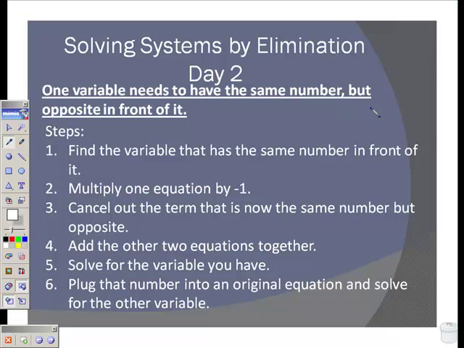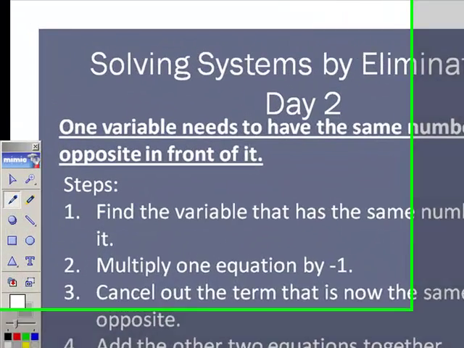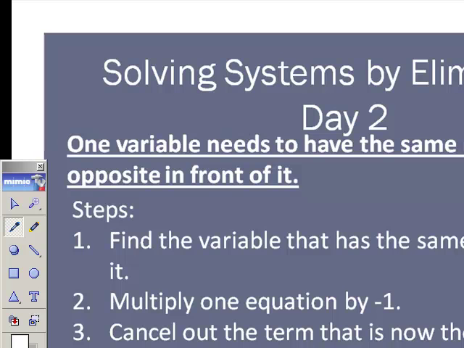Yesterday, we already had something that was set up to cross out, right? Something already canceled out, something that added up to 0. Today, we're not going to have that. We're going to have to do some work to get something to cancel out, all right?